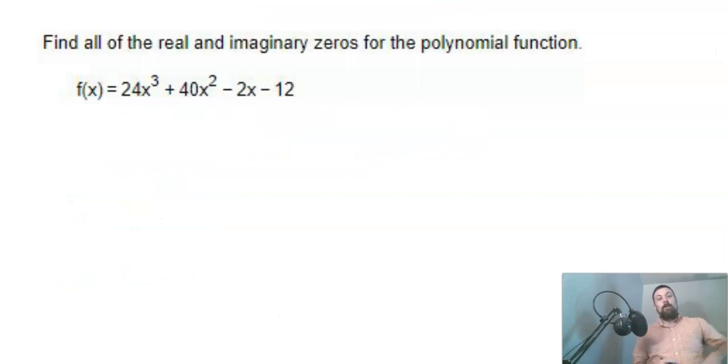Find all of the real and imaginary zeros for the polynomial function. We have f of x equals 24x to the third power plus 40x squared minus 2x minus 12. I can't believe I'm just now noticing this, but there actually is a common factor of 2. I've done this problem so many times and I've never noticed that we could factor out a 2, which would actually make the number of values of p and q smaller, right? We'd shrink down the constant and the leading coefficient. We'd have less values for p and q. It'd be a smaller list.